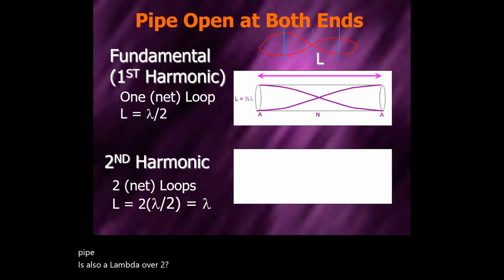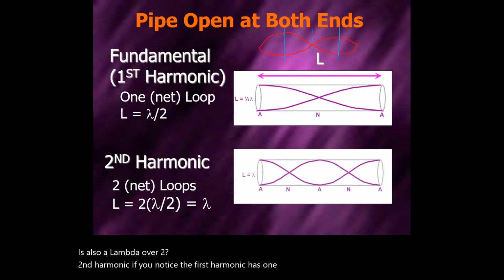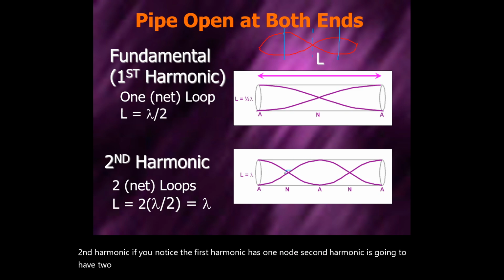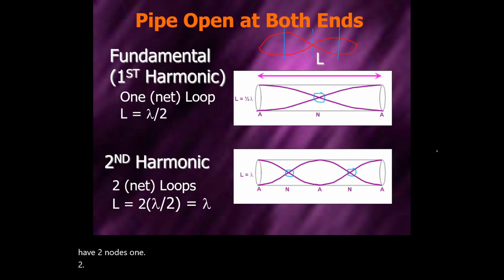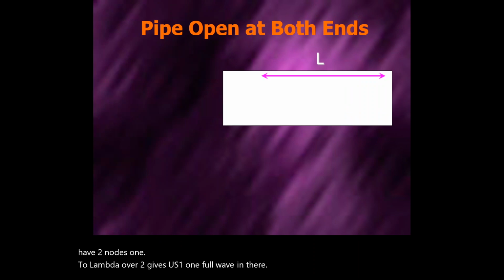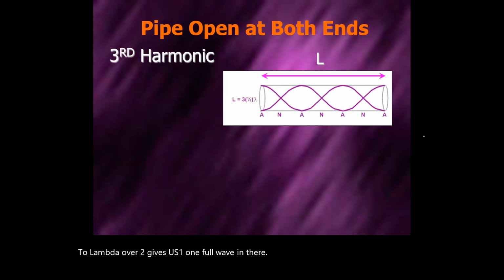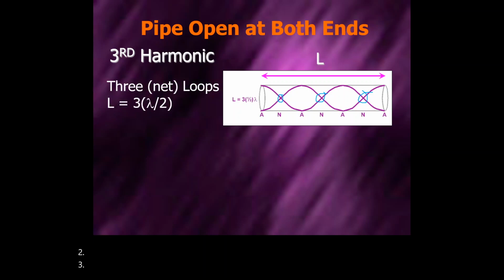Second harmonic: if you notice, the first harmonic has one node, the second harmonic is going to have 2 nodes, 1, 2. 2 lambda over 2 gives us one full wave in there. So the third harmonic would give us 3 nodes, 1, 2, 3. 3 lambda over 2.